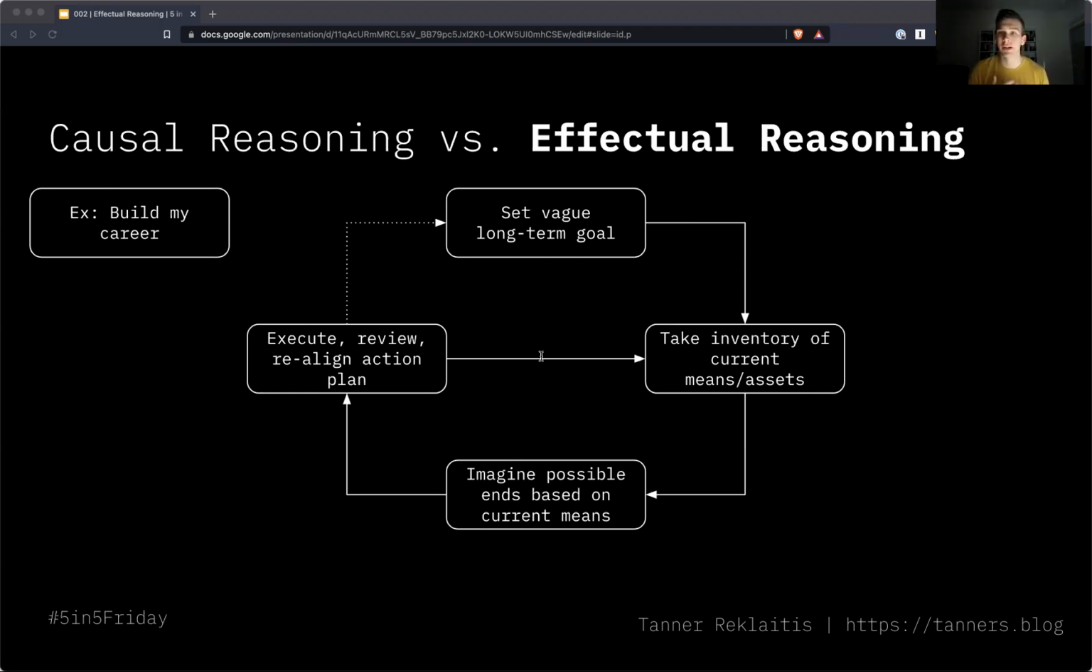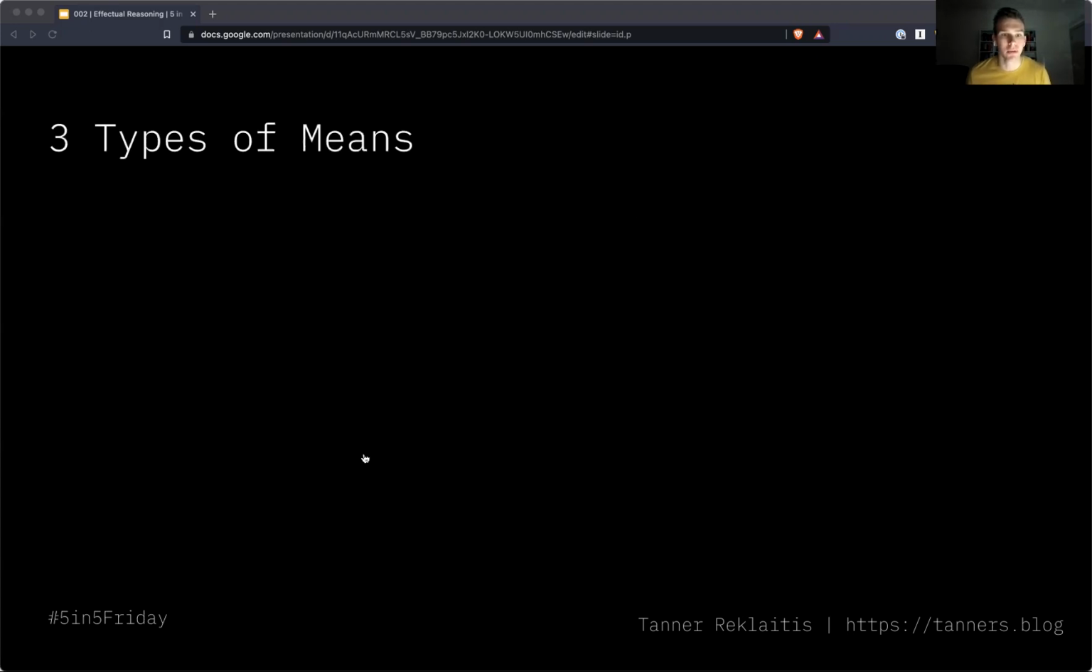Then beyond that, you're going to execute, you're going to review, you're going to realign your action plan, and then that is going to loop around, right? And that can go on every week, every month, every day, preferably, right? Where you're taking action and generating new means, new connections, all that kind of stuff. Basically, action produces new means, and then those means are going to open up new possible ends for you to go explore.